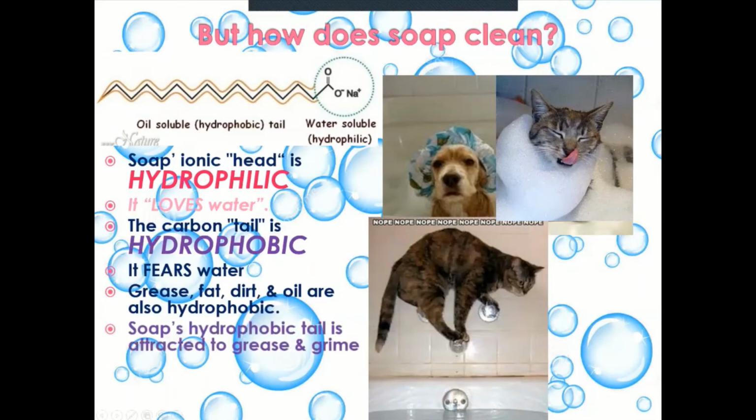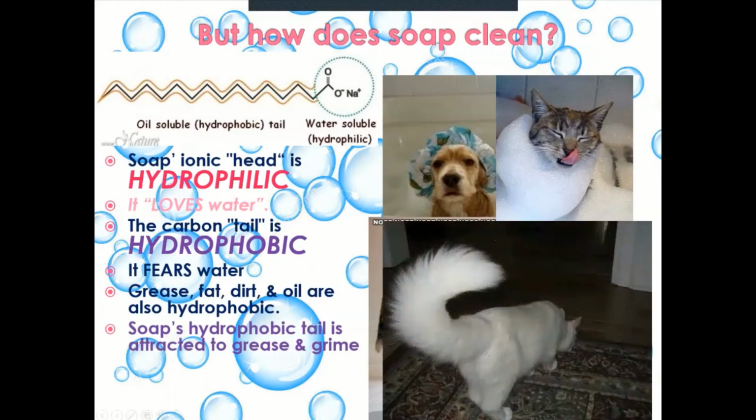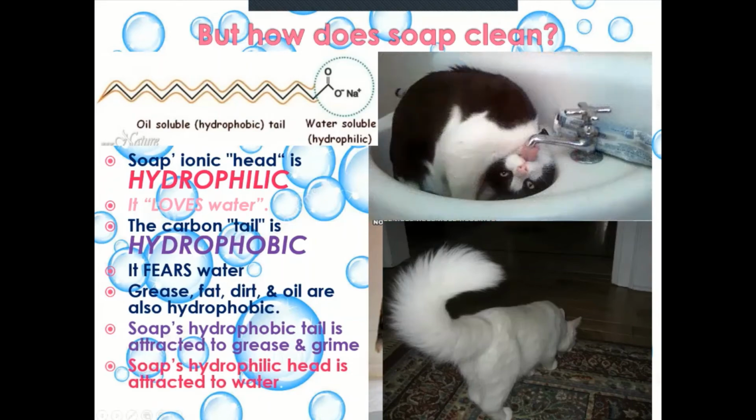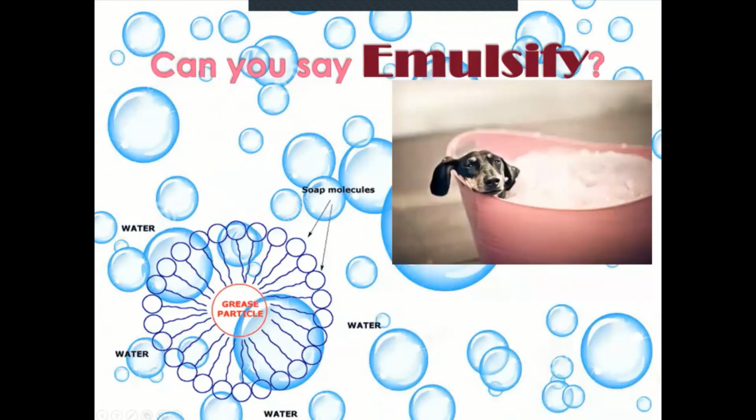And so the hydrophobic tail, so there's our hydrophobic tail, is going to be attracted to grease and grime and oil. And as it turns out, virus coats. We'll talk about that in a moment. And then the hydrophilic head, well, that's attracted to water. And if you have a cat, they probably can do weird things like that.